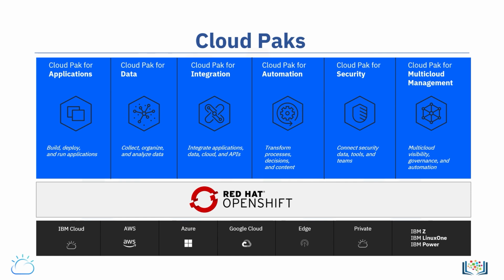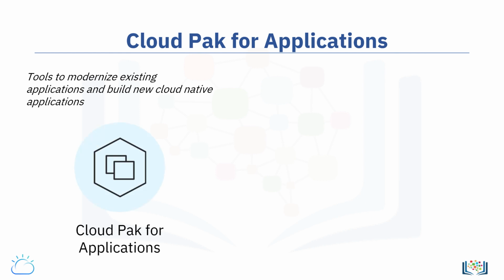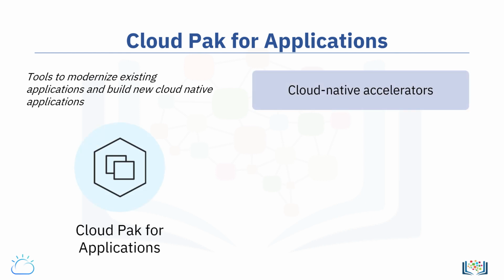The 6 Cloud Paks that we will cover are applications, data, integration, automation, security, and multi-cloud management. The Cloud Pak for applications has tools to help you modernize existing applications and build new cloud-native ones. The 4 main capabilities are accelerators for cloud-native development, which bring together open-source technologies and put them in a microservices-based framework. IBM modernization and developer tools.